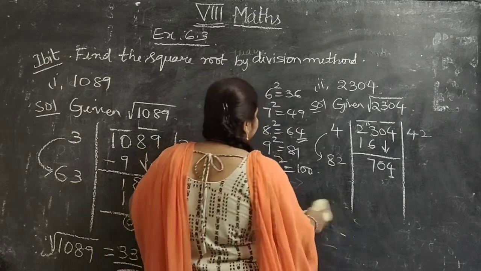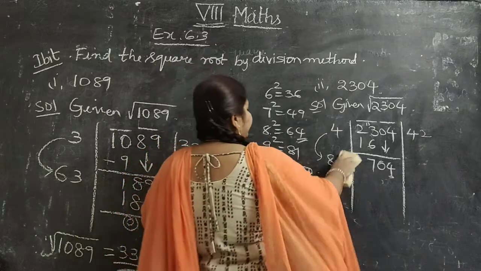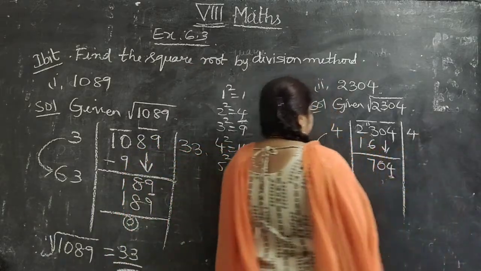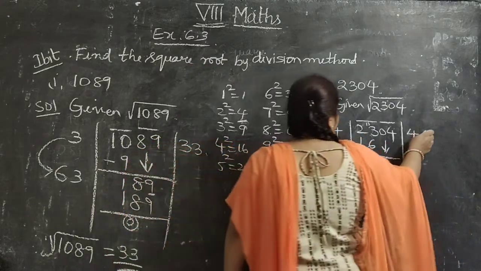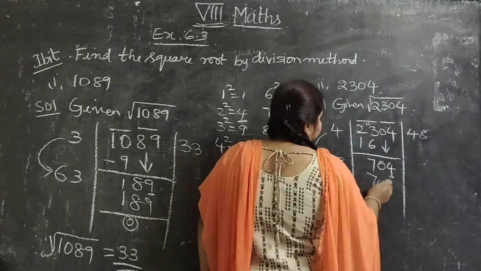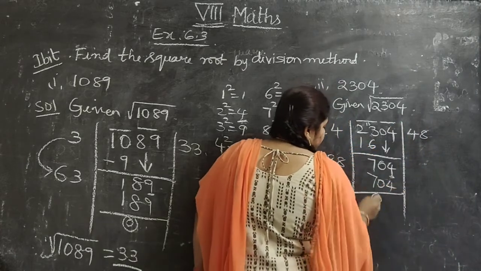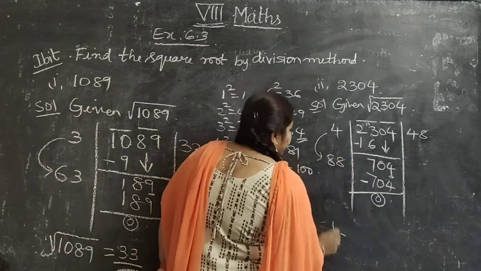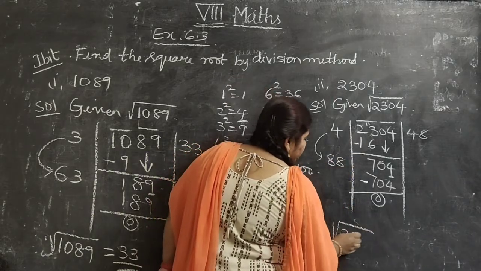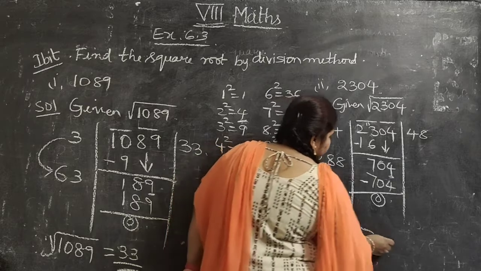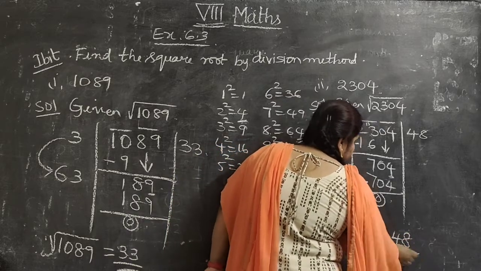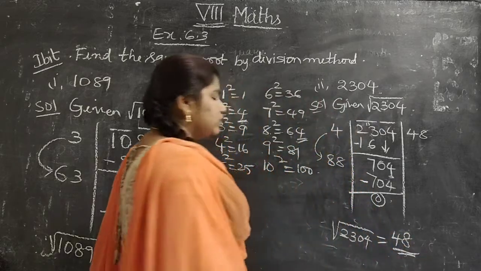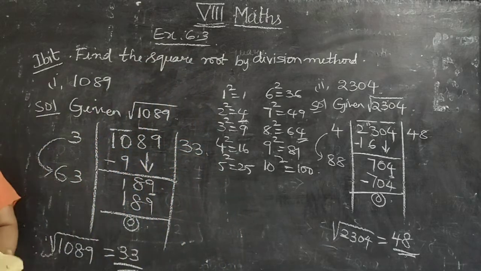So what is the result here? Which number do we have to take? 8 we have to apply here. So 88, 8's are 704. So the remainder will be 0. So what is the square root here? The square root of 2304 is equal to 48. So 48 48's are 2304.